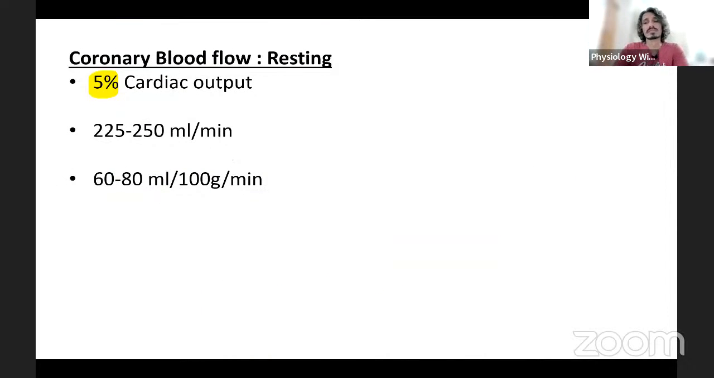Certain special characteristics of coronary blood flow: it is usually around 5% of the cardiac output, and that will account to around 225 to 250 ml per minute. In terms of per 100 gram of tissue, it is around 60 to 80 ml.